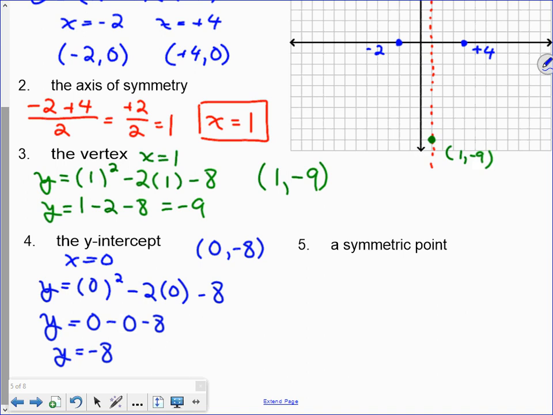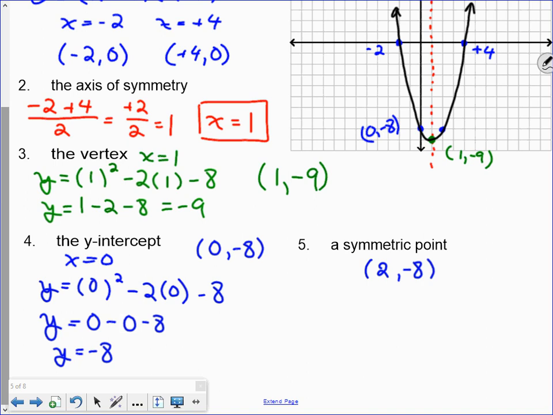So let's add that onto our graph here. 0, negative 8. Right there. A point that is symmetric to that is going to be the same y value. So it's got to have a y value of negative 8, and it's going to be on the opposite side of the axis of symmetry. So we can put it on our graph right there, and then we can just read off the coordinates there. 1, 2, so 2, negative 8 would be that symmetric point. So now that we have 5 points on our graph here, it's pretty easy to draw a nice smooth curve through all of these points, and that would be the graph of our parabola.